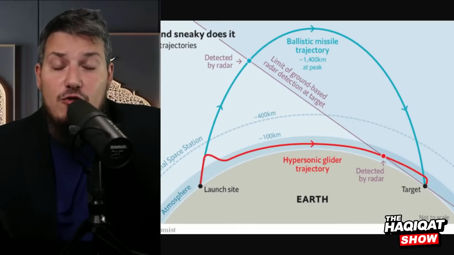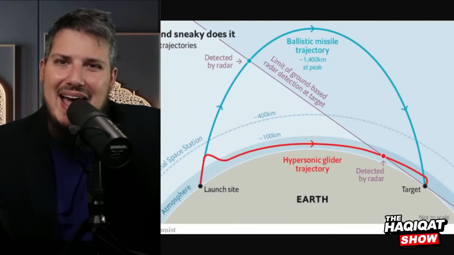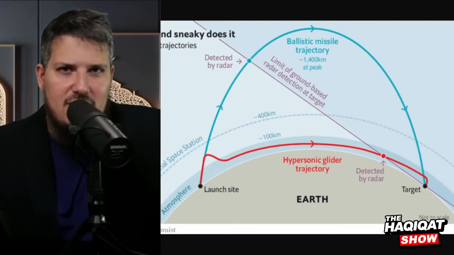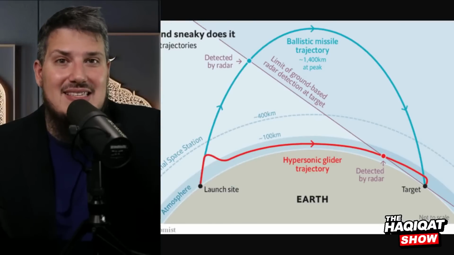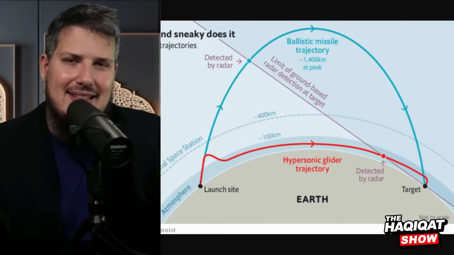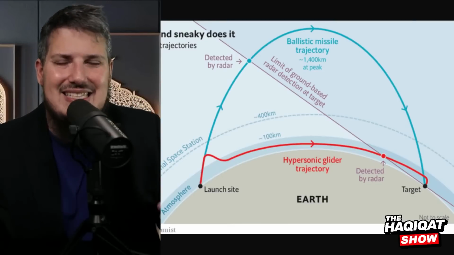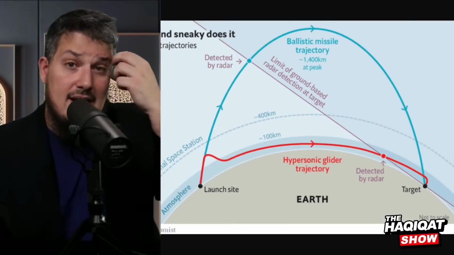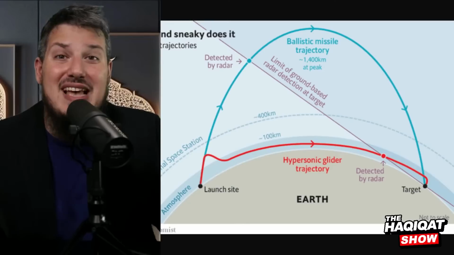And they're maneuverable. So even if you detect them, you can't predict where they're actually going to go, because they can still, at the last minute, change their trajectory, like literally in the last 60 seconds, in the last 30 seconds. That makes it impossible to send an interceptor.